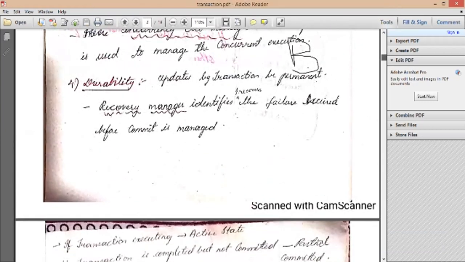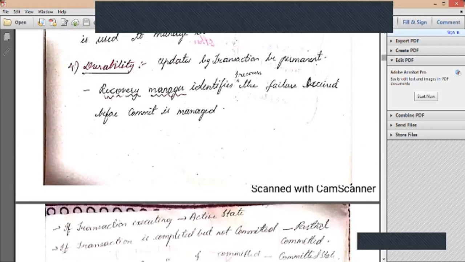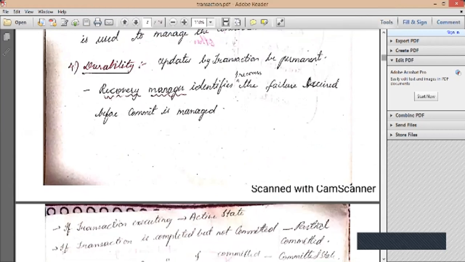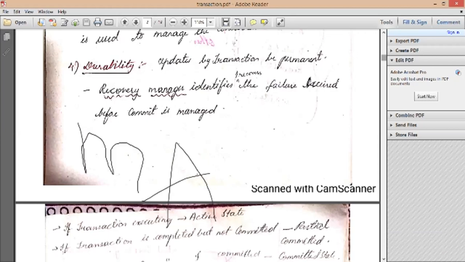Next we'll see durability. Now what do you mean by durability? We have done the execution of transactions, the updations and everything. Durability means after the execution of the transaction, the updation of the data to the database is maintained by a recovery manager. That is called durability.